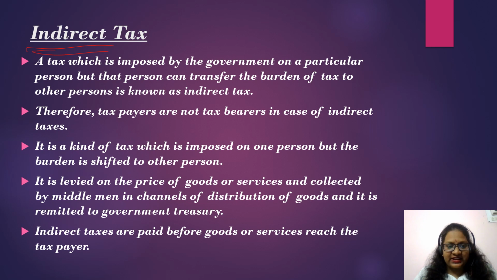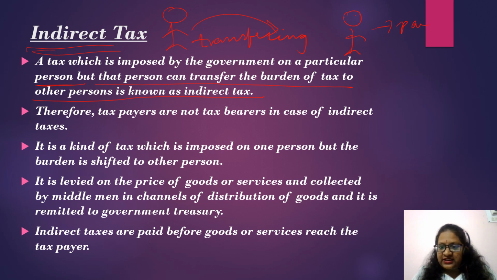Now comes the indirect tax. A tax which is imposed by the government on a particular person, but that person can transfer the burden of tax to another person, is known as indirect tax. Here the tax is imposed on one particular person, but this person is transferring that tax amount to another person. Now this person would be paying that tax. The tax is imposed on this person, but it is paid by that person. He is transferring that tax to the other person. Therefore, the taxpayers are not tax bearers in this case.